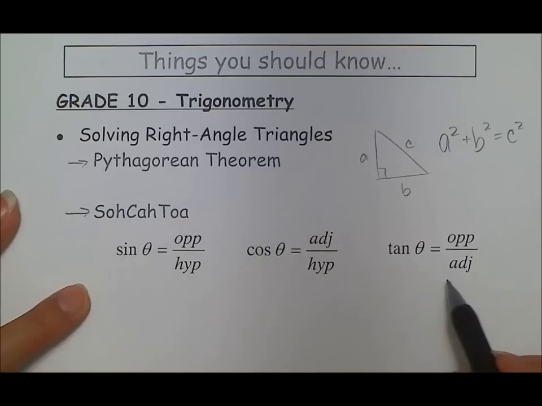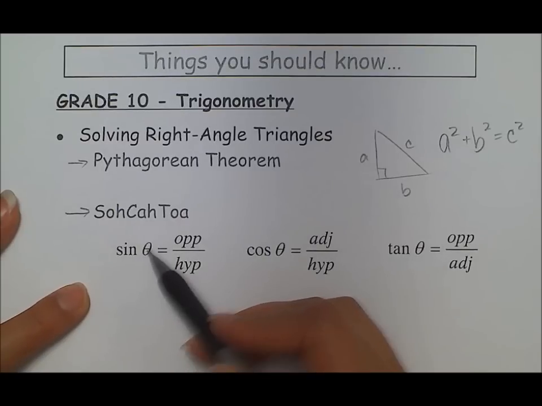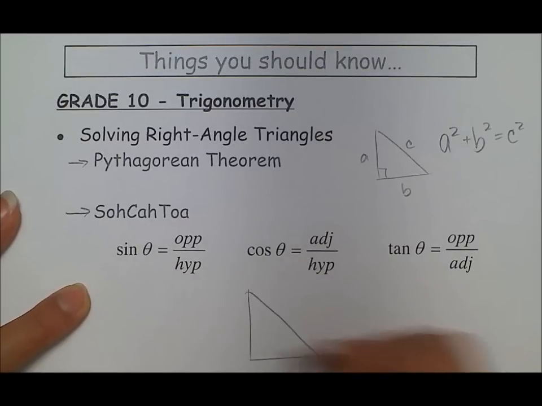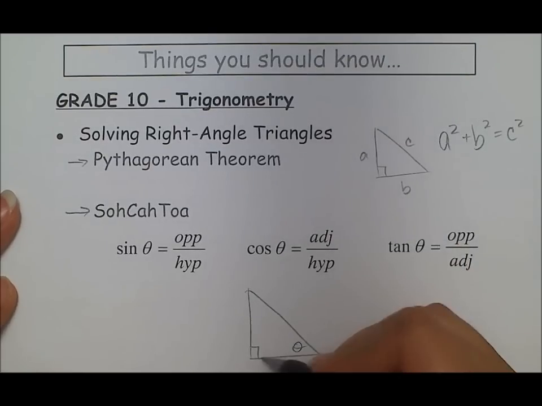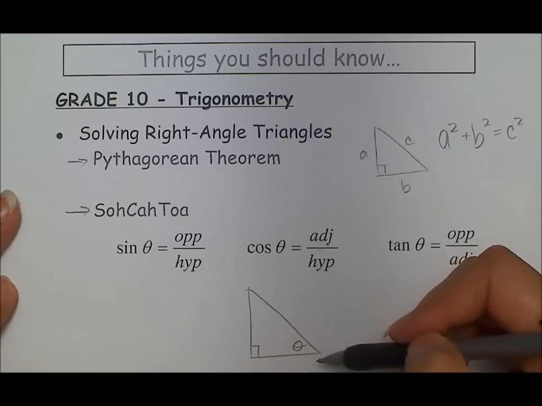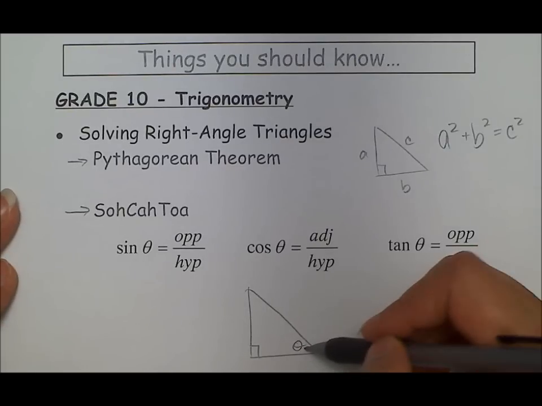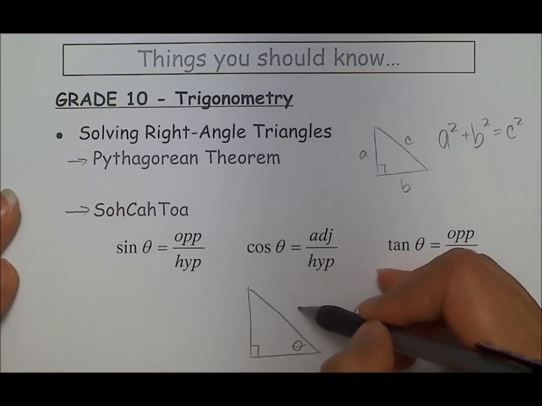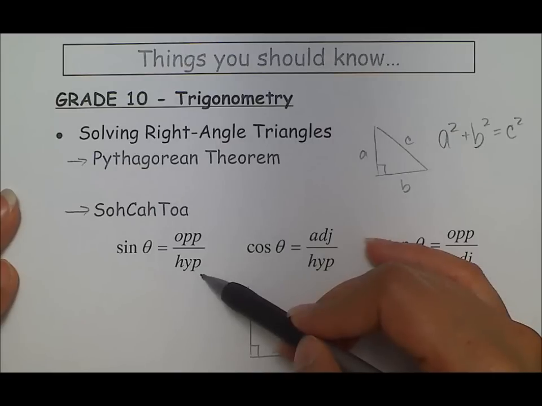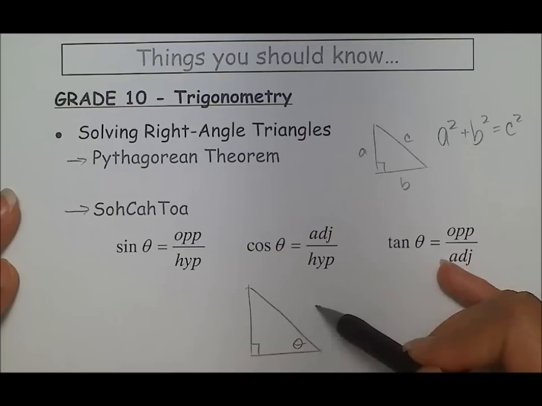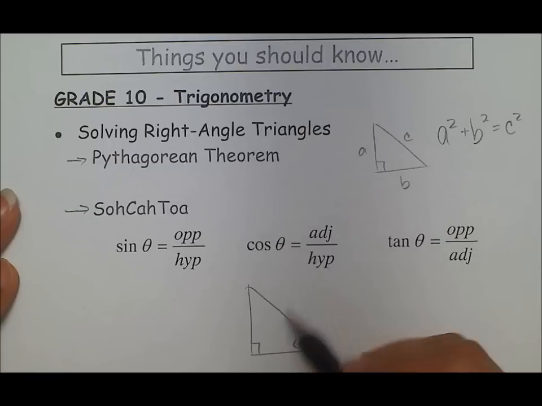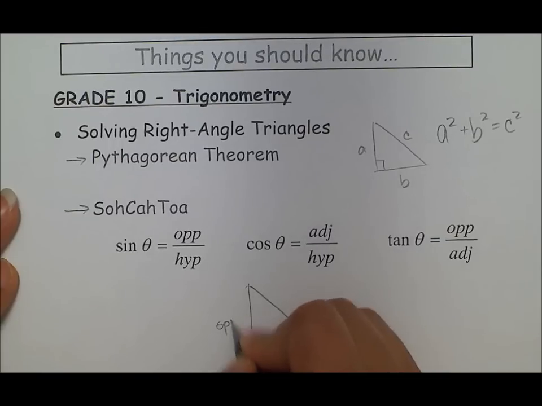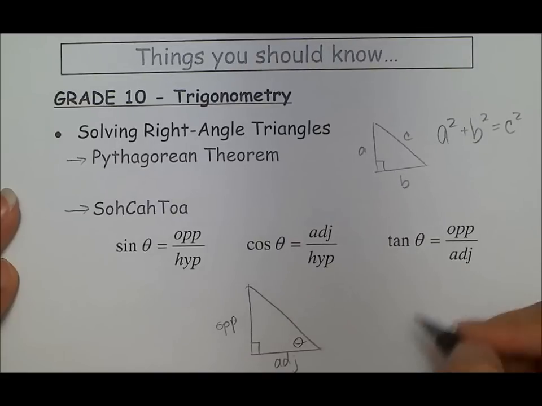Remember that these are ratios, so you are looking at a particular angle in a right angle triangle, and that angle is one of the two smaller angles, not the 90-degree angle. And you look at the ratio between the different sides in this triangle. So either the ratio between the opposite and hypotenuse sides, which would give you the sine ratio, or the ratio of the adjacent and hypotenuse sides, that would give you the cosine ratio, or the ratio between the opposite and adjacent sides, which would give you the tangent ratio.